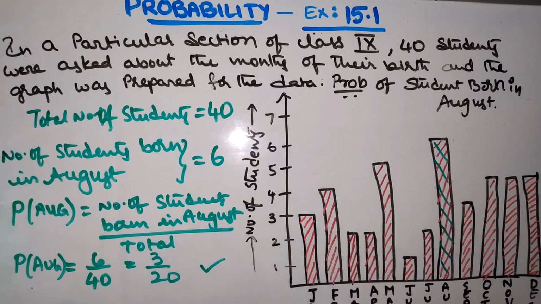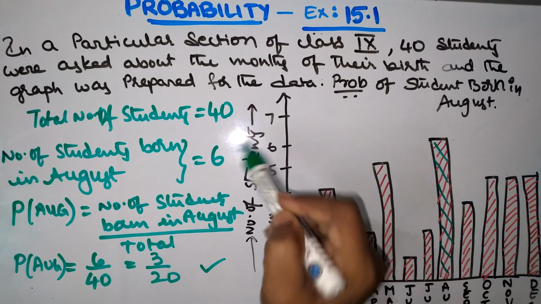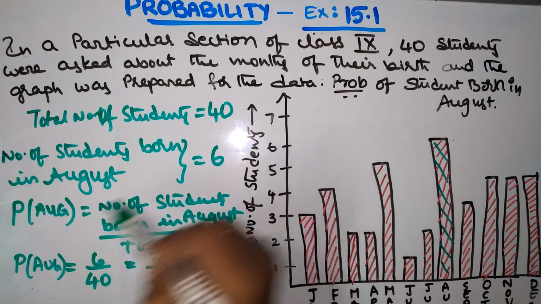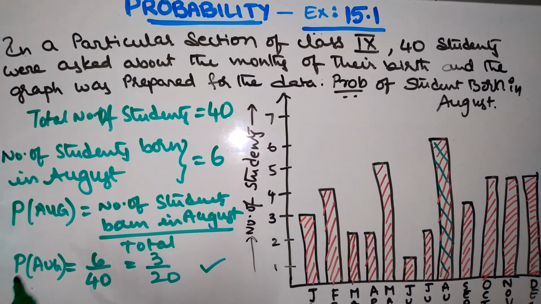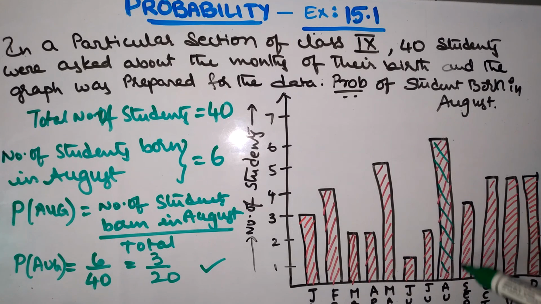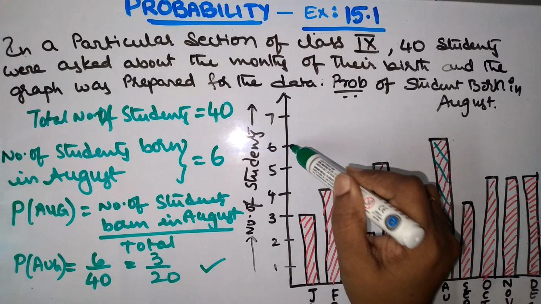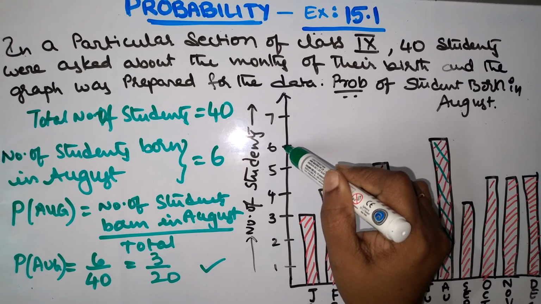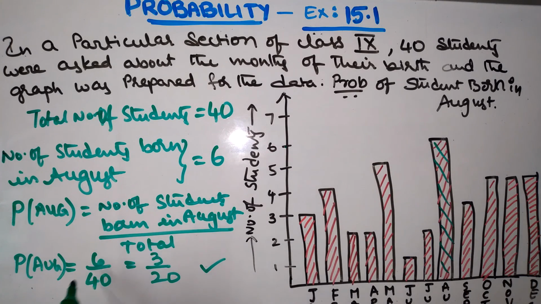I think you understood. Total number of students given is 40 and we want to find the probability of a student who was born in August. So let us see the graph. In this, August is here. The total number of students that were born in August is 6. Okay, so probability is 6 by 40, that equals to 3 by 20. Okay.